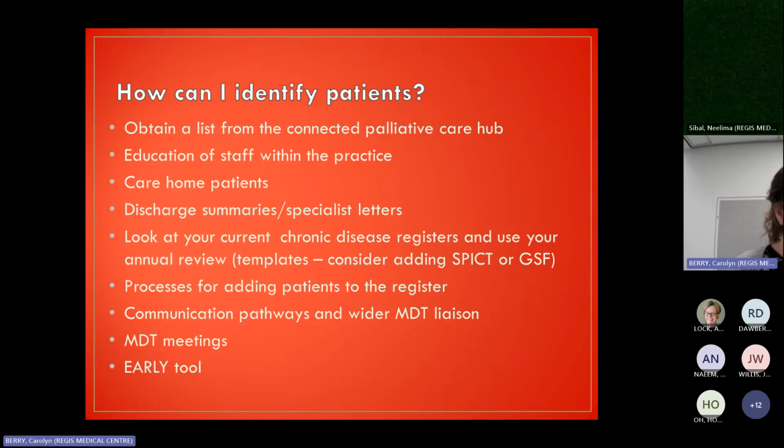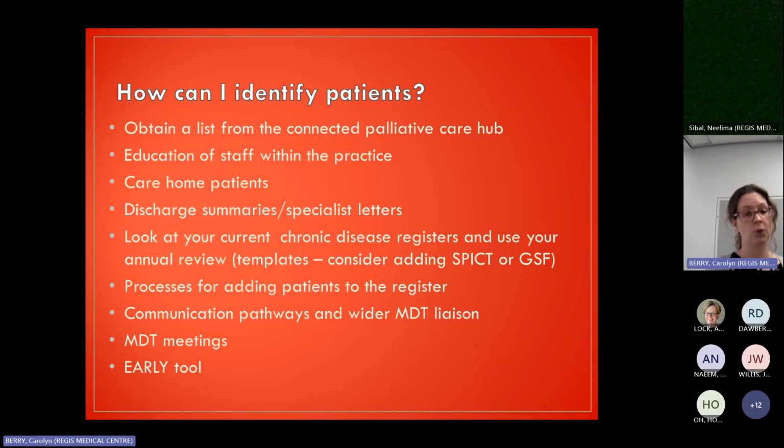So it's clear, therefore, that early identification is important, and using the SPICT tool or the GSF can help with that. And as I said, I've been doing this quality improvement project at YHP to try and identify patients, and I'm just going to run through some of the things that we did within YHP. As I said, we're far from there, and we've still got lots more to identify.